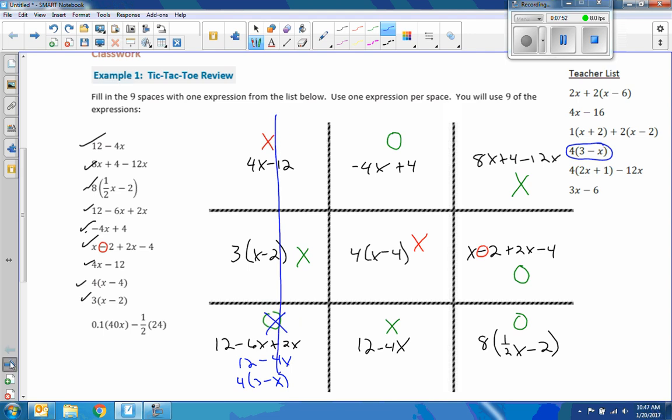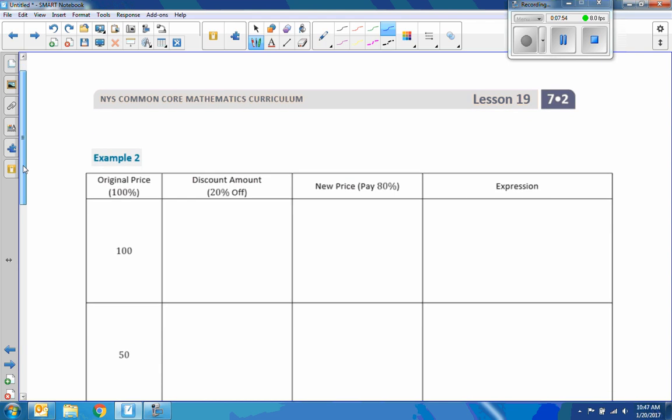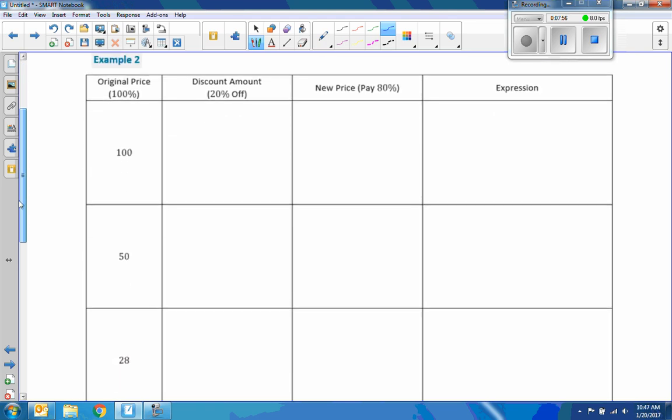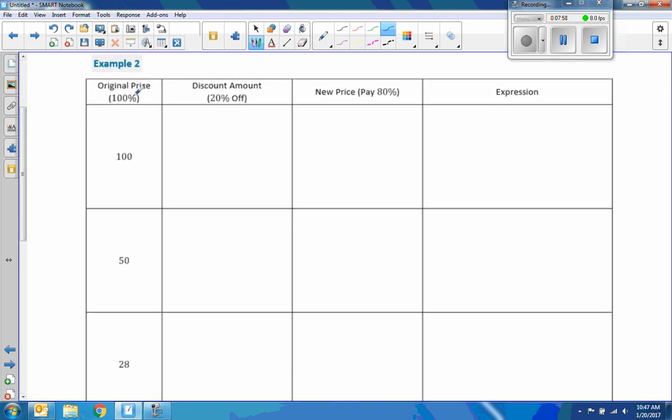Okay. So example 2 says we have an original price, 100%. So if you're paying full price, you're paying 100%. A discount amount, and a new price to pay 80%. And what would be the expression to represent that? Okay. So if I want to discount $100, the original price of 100%, say something costs $100, I want to discount it 20% off.